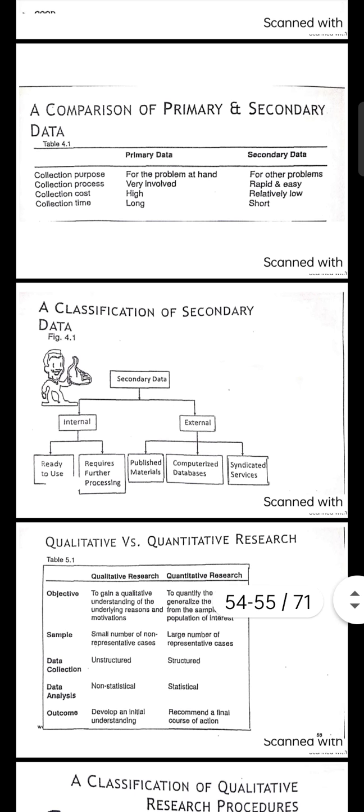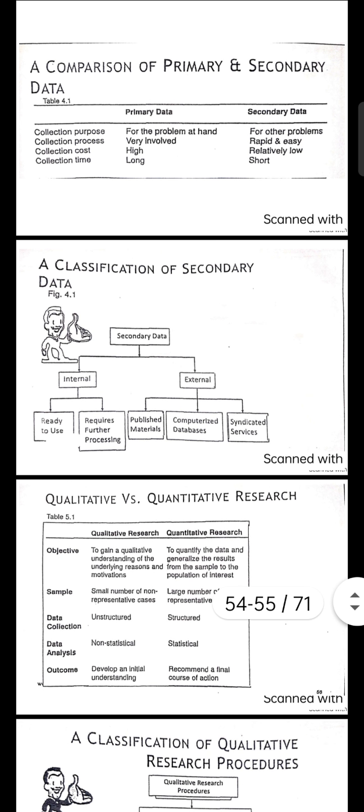So let's continue to see the difference. Primary data and secondary data, what's the difference? Primary data is for the problem at hand, in order to solve the problem that you face currently, immediately. Secondary data is for other problems, so the problem may not be so urgent or immediate. For the collection process, primary data is very involved, so you are involved in collecting the data.